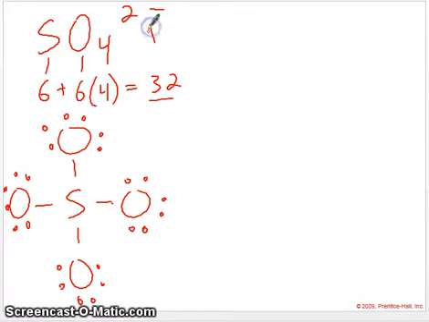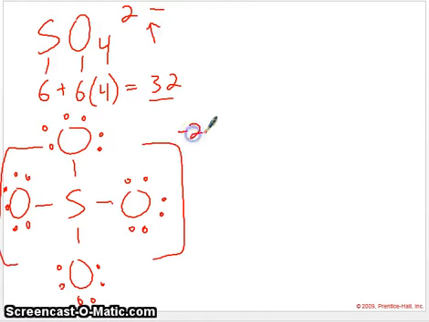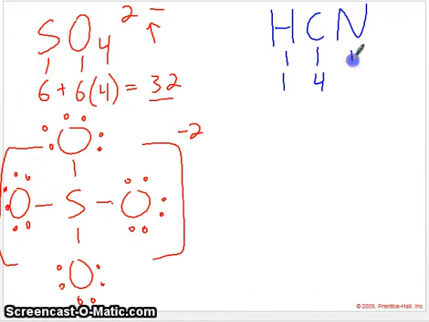Last thing to do, if you have a charge, it is customary to put brackets around the whole thing with a -2. This one's actually simpler. And the last one we'll do is HCN. Let's follow the same 5 steps. Total up the valence electrons. From hydrogen comes 1, from carbon comes 4, from nitrogen comes 5, for a total of 10 valence electrons.